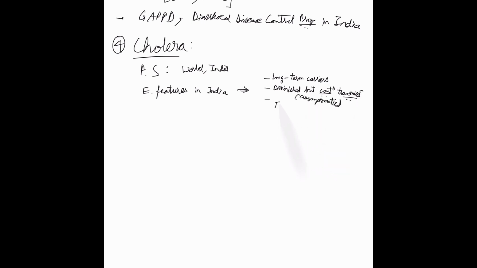Next up, we have cholera, in which there's a problem statement describing how it is in the world and across India, and the epidemiological features in India, in which you have long-term carriers, diminished but continuous transmission, which is asymptomatic, that helps tide through the inter-epidemic periods, and of course, it can exist as a free-living organism in the environment too.